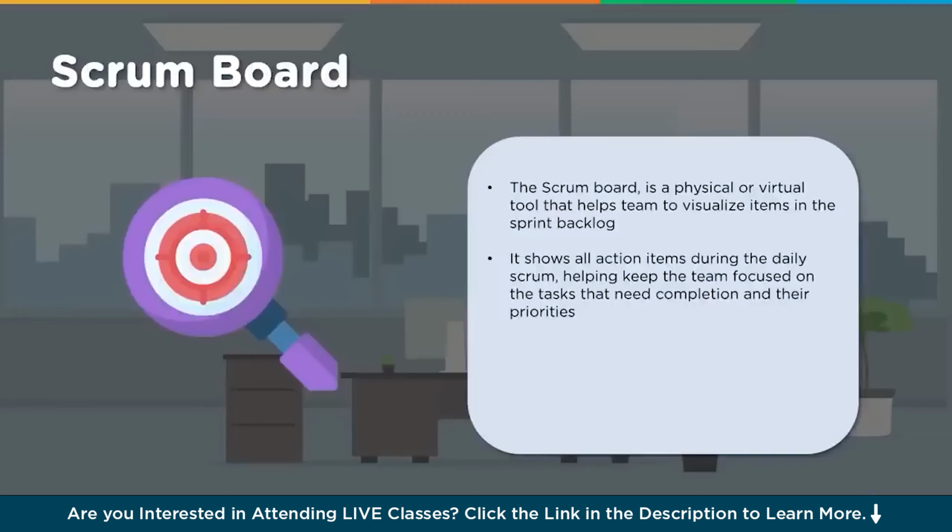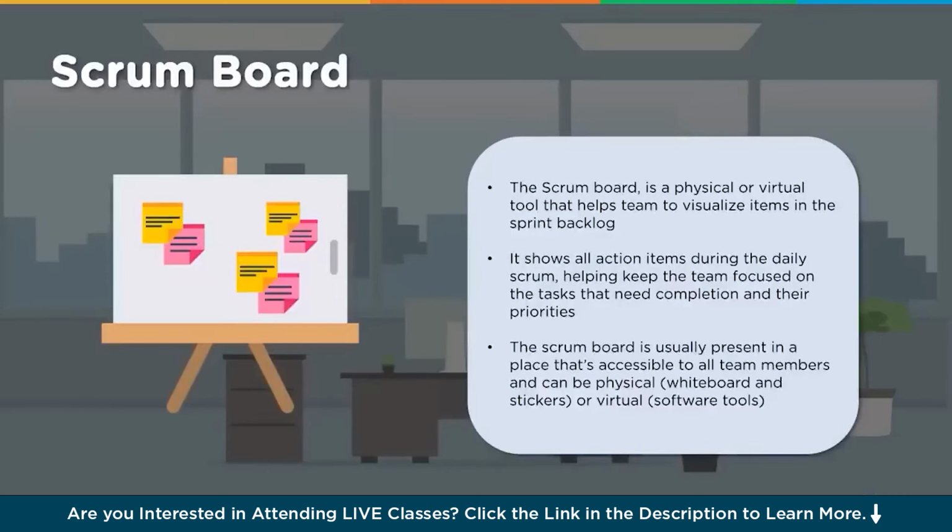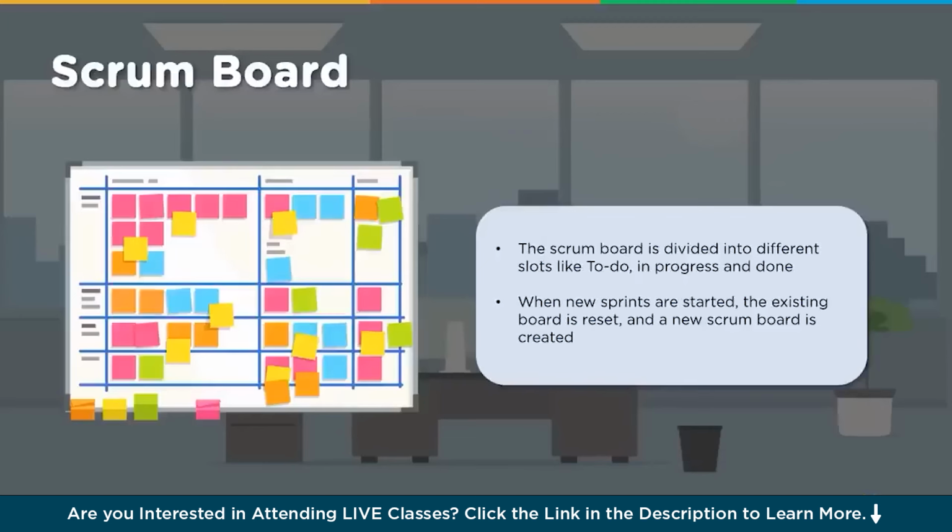It shows all action items during the daily Scrum, helping keep the team focused on tasks that need to be completed and the priorities of those. The Scrum Board is usually present in a place that's accessible to all team members. It is a visual board, right? It can be physical, whiteboard and stickers, or virtual software tools which can be displayed on the screen. The Scrum Board is divided into different slots like to do, in progress, and done. When new sprints are started, the existing board is reset and a new Scrum Board is created.